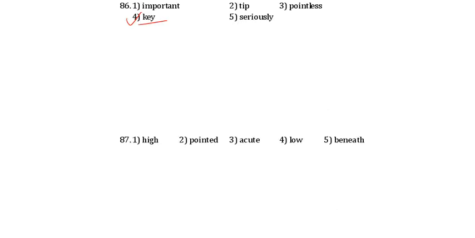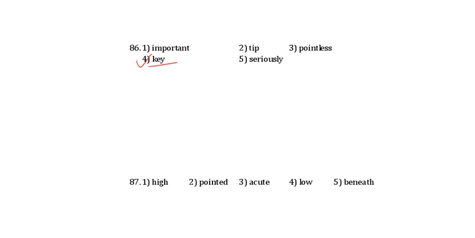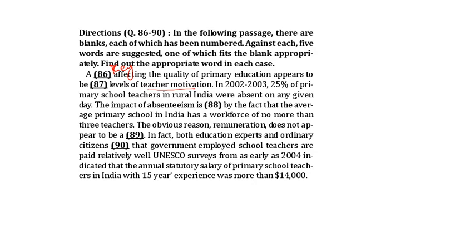So, here we are having high and also low. Which one is correct? Low. Appears to be low level. Because of the negative effect on primary education, there is a low level of teacher motivation. A key effect on the quality of primary education appears to be low level of teacher motivation. Because the teacher motivation is very less, it is affecting primary education in our country very much.